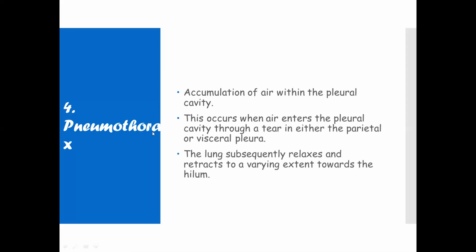So we can now move on to pneumothorax. This is basically accumulation of air within the pleural cavity. This occurs when air enters the pleural cavity through a breach in either the parietal or visceral pleura. The lung subsequently relaxes and retracts to a varying extent towards the hilum.